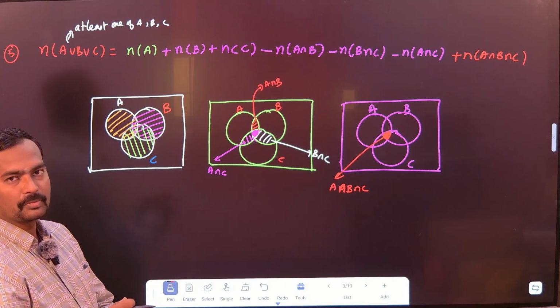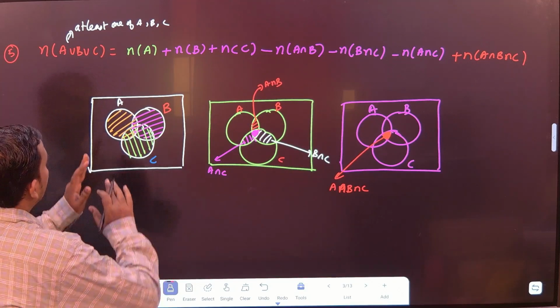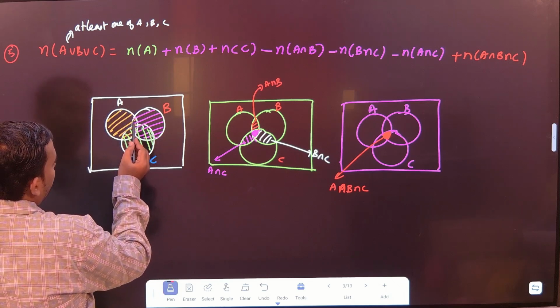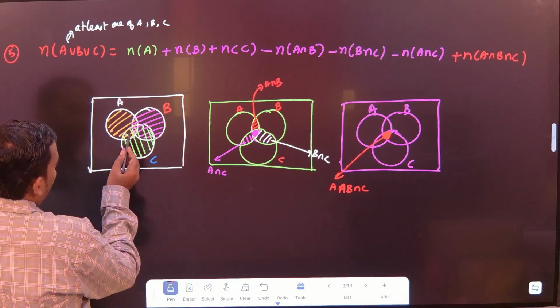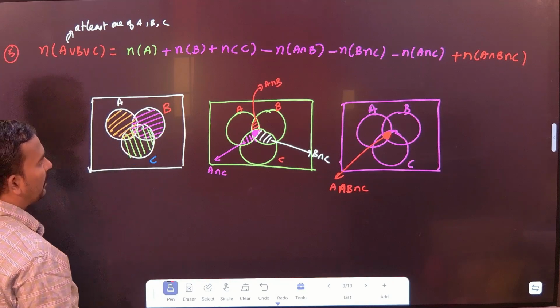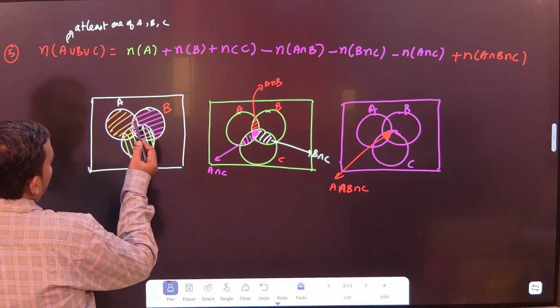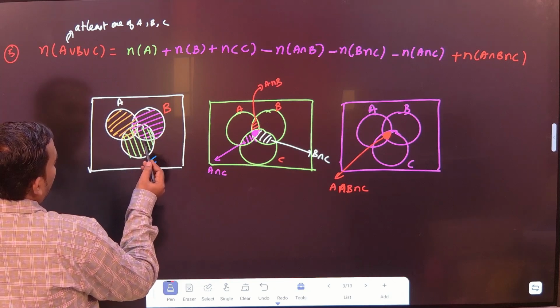I hope everyone understood. What do you have to do? First you are collecting all the A. All the A means what? Which portions are you adding here? A intersection B and A intersection C you are adding. And when you take B, A intersection B and B intersection C you are adding.